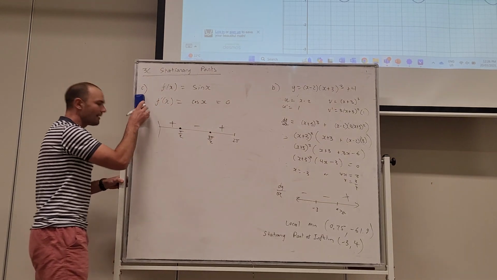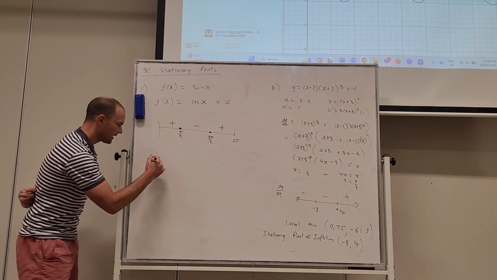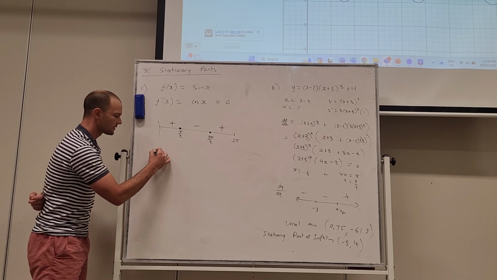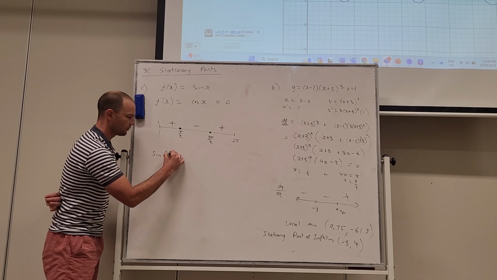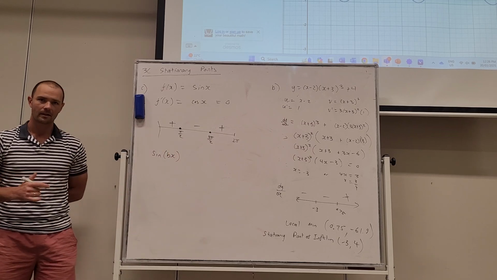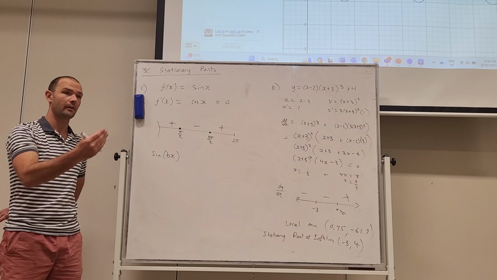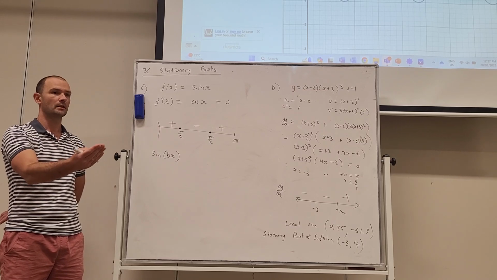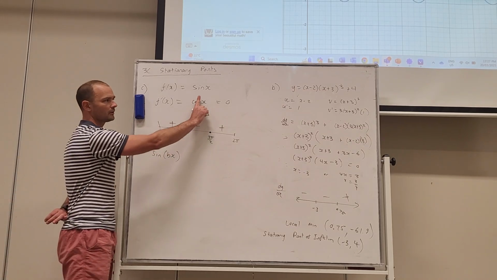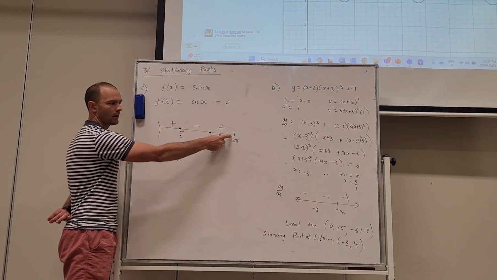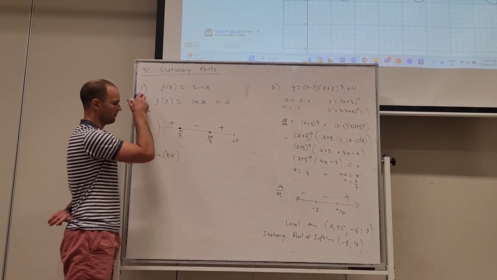Now, wavelength, good opportunity for us to recap that. If we have, in the simplest form, the sine of bx, the value of b tells you how many wavelengths there are in 2 pi. That's always the case. Here we have a value of b of 1, which means we have one wavelength in 2 pi. That's why I've restricted the domain from 0 to 2 pi.